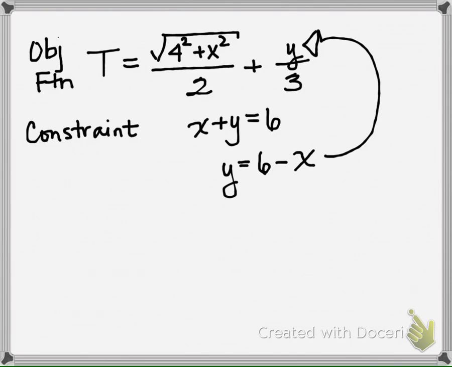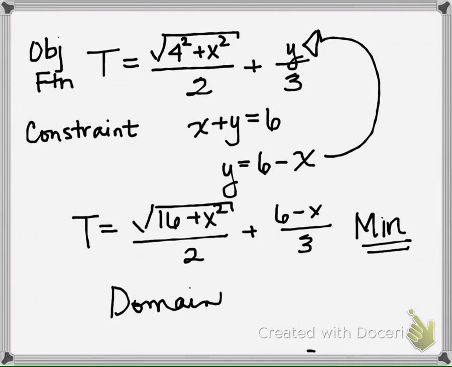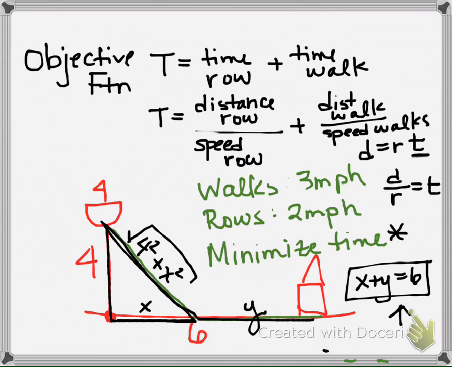So now our new objective function is t equals the square root of 16 plus x squared all over 2 plus 6 minus x all over 3. So we're trying to minimize this function. And we also need to think about one more thing. We need to think about our domain. All right, we want to know the possible x values. Let's go back 1 second. Look at our possible x values. Well, x is really this distance between this point straight across from the boat and where she actually lands.